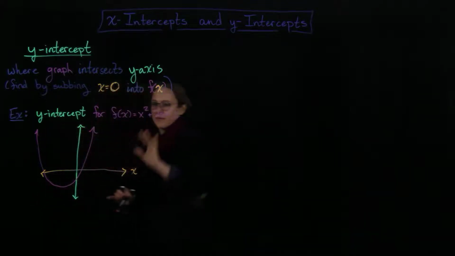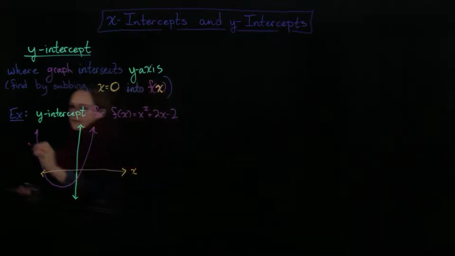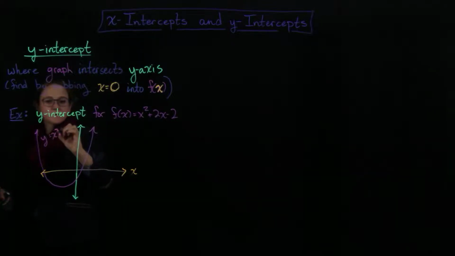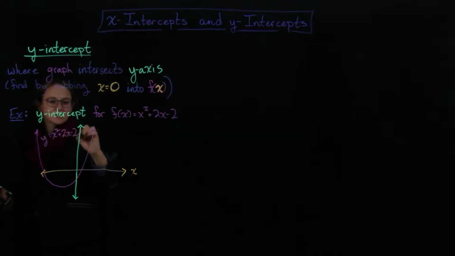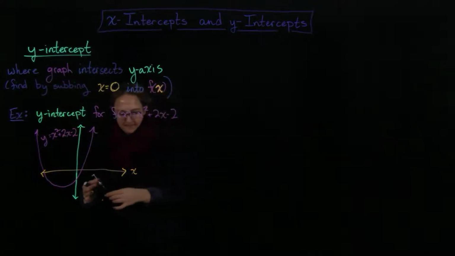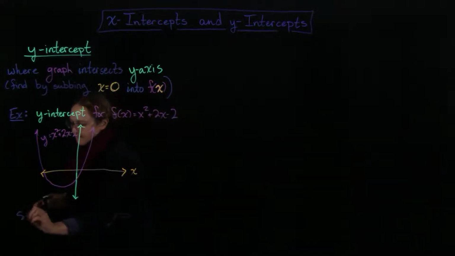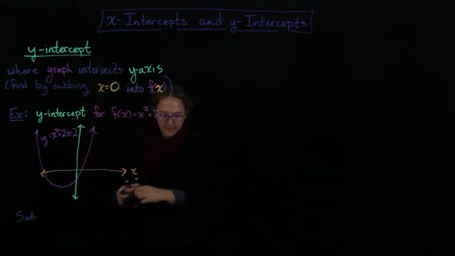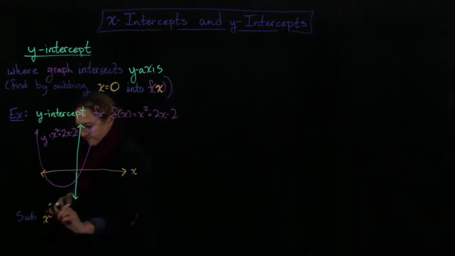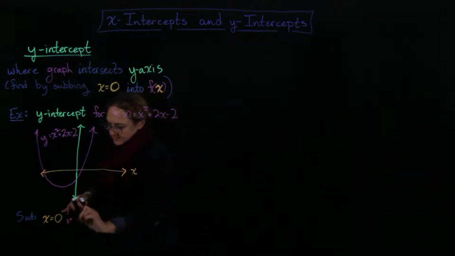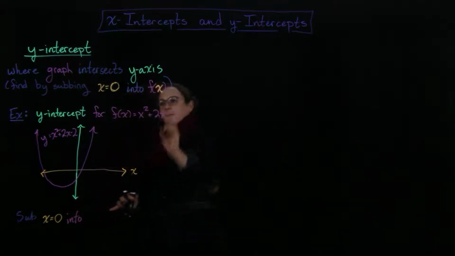So here we go. This is the graph. This is y equals x squared plus 2x minus 2. Now what we need to do is indeed sub in. I'm going to sub in x equals 0, and I'm going to sub it into this function here.